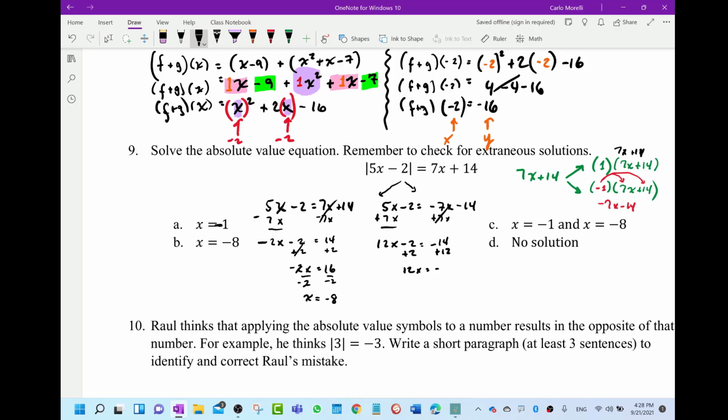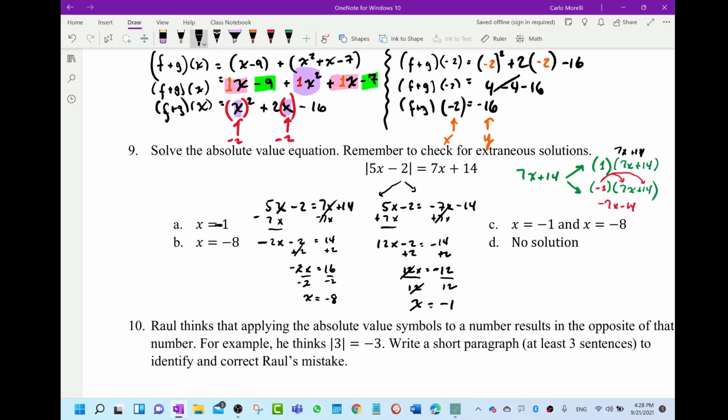Wait a minute. What did I do wrong? Oh, I put plus 12. Let me stop my mistake before I make it. And plus 2. Sorry, I got it. I was thinking ahead one step. So this is negative 12. See? So now we're going to divide both sides by 12. Cancel, cancel. x equals negative 1. Okay? x equals negative 1.